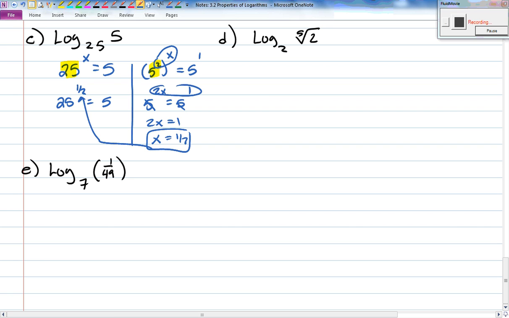Equals 2 to the 1/5, yep. So then x must be equal to 1/5. Yes, you're absolutely right. Very good.